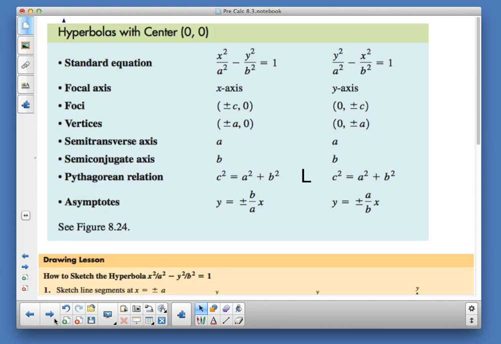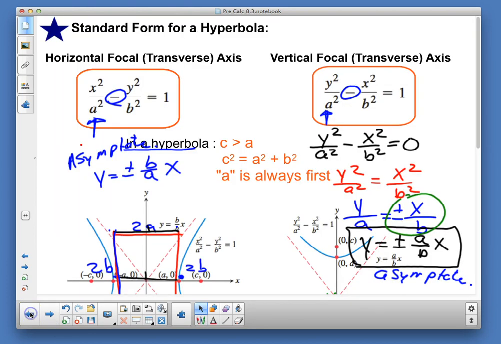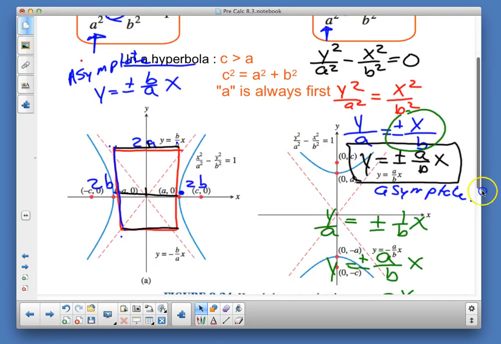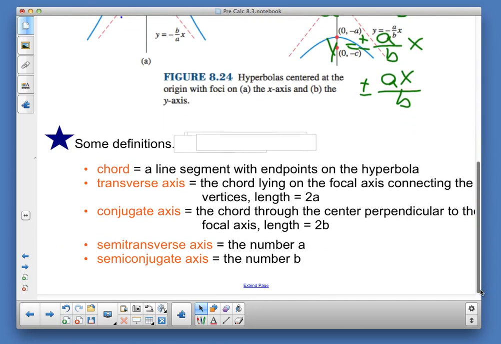So these are the things we just talked about. Standard. Oh, did I miss that? Did I miss something on the bottom? Yeah. I don't think I did. Oh, I did. I thought that was on the next page. Thanks, guys. Sorry about that.